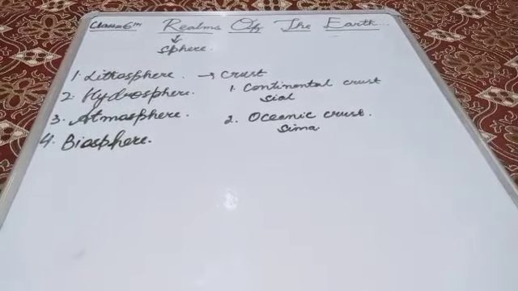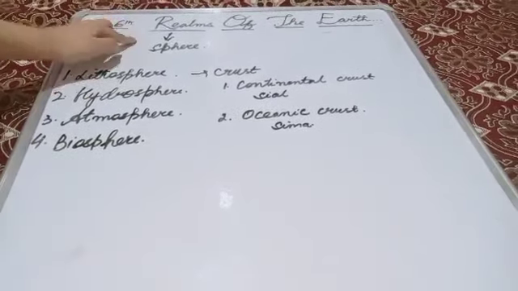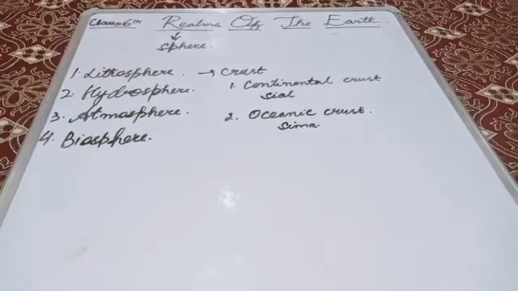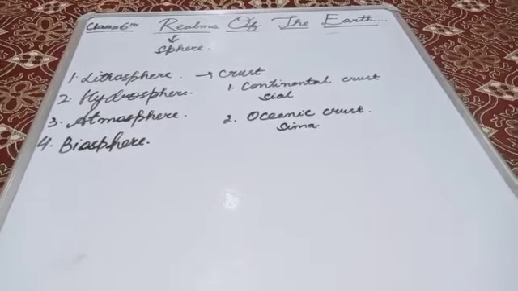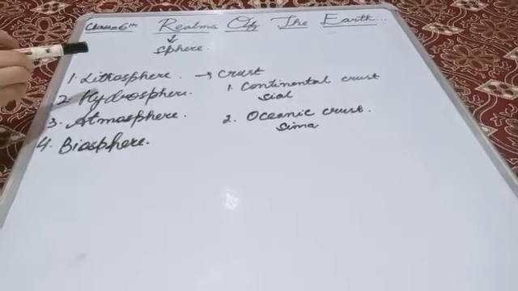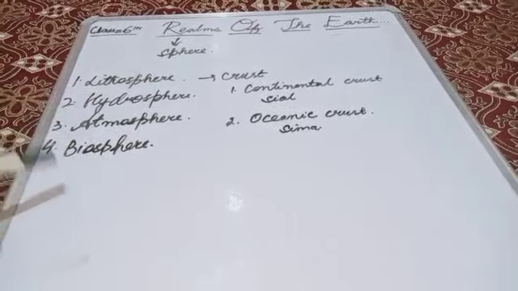Today our topic is Realms of the Earth, which is the fifth chapter of your textbook. Realms means spheres. In this chapter we are going to learn about the different spheres of the Earth. Our Earth is divided into four spheres. First is lithosphere, hydrosphere, atmosphere and biosphere.